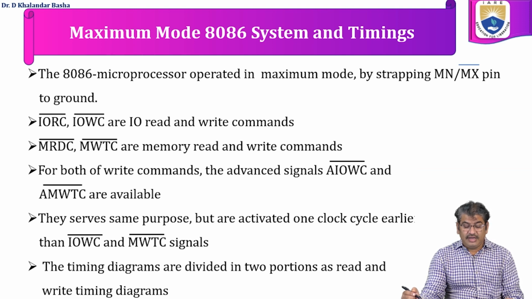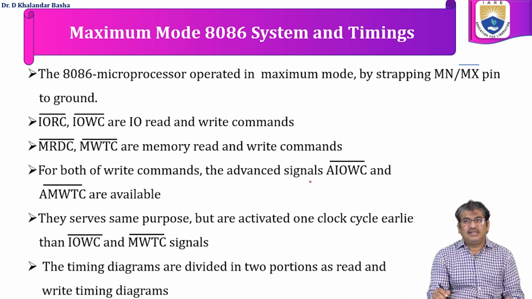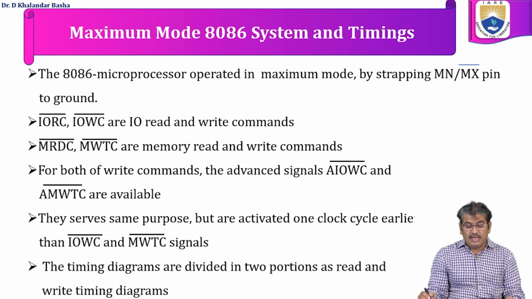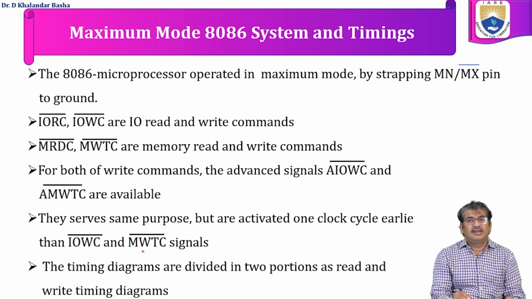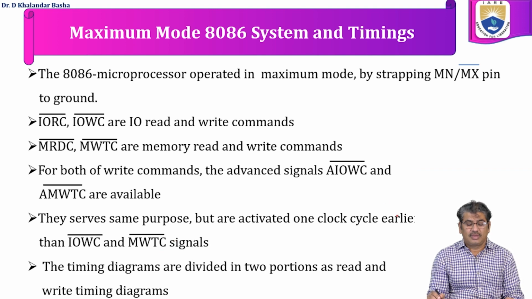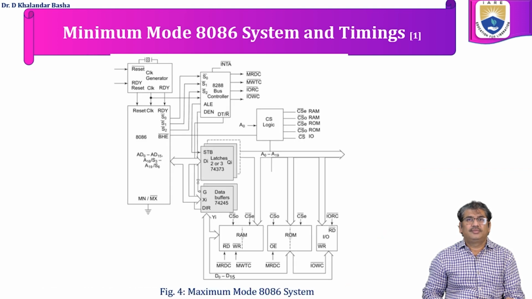For both write commands, the advanced signals AIOWC bar and AMWTC bar are available only in maximum mode. They serve the same purpose but are active 1 cycle earlier than the IO write command or memory write command. The timing diagrams are divided into 2 portions as read and write timing diagrams.